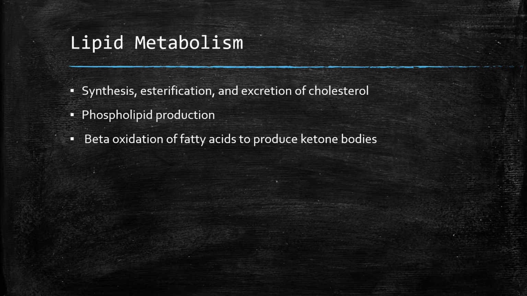The liver is responsible for cholesterol metabolism. Cholesterol is an important component of cell membranes and is also the precursor to most steroid hormones. In situations of cholesterol excess, the cholesterol is excreted into the bile. The liver is also important in producing phospholipids, and the liver also must produce ketone bodies from fatty acids if a fasting situation lasts more than several days.